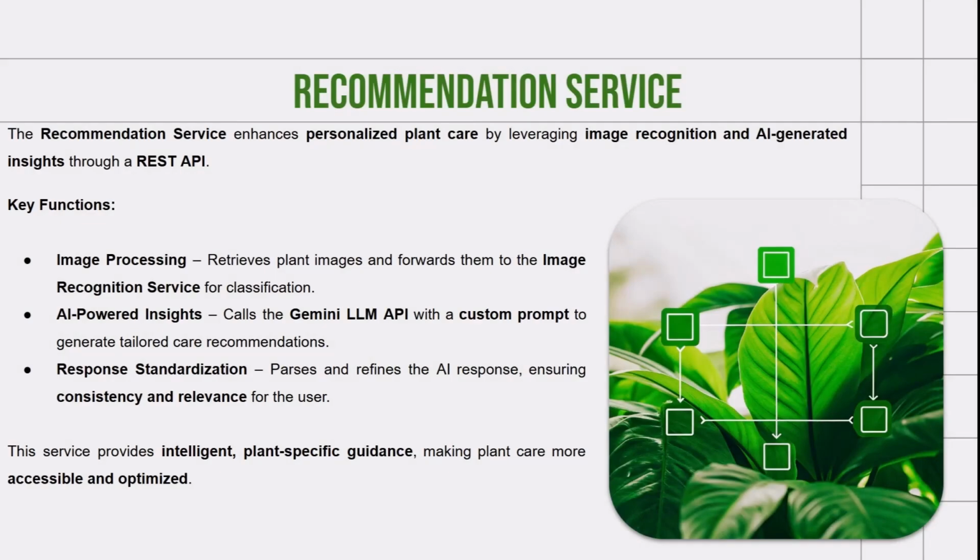Recommendation service. The recommendation service enhances personalized plant care by leveraging image recognition and AI-generated insights through a REST API. Its key functions are image processing, which retrieves plant images and forwards them to the image recognition service for classification; AI-powered insight, which calls the Gemini LLM API with a custom prompt to generate tailored care recommendations; and response standardization, which refines the AI response, ensuring consistency and relevance for the users. This service provides intelligence in an accessible and optimized way.